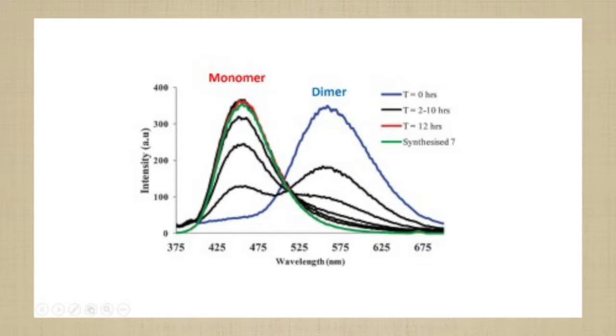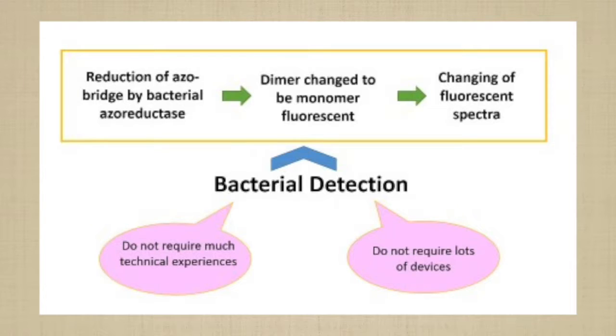They proved the bacterial detection ability of probe 4 by fluorescent spectra observation. As you see in the picture, the blue line is the dimer type emission. After monitoring for 12 hours, it shows the appearance of a monomer band, or red line, at a different wavelength. So it implies the changing of dimer to monomer fluorescence. The change in fluorescence spectra of probe 4 is consistent with reduction of the azo trigger to give the monomer fluorescent probe 7 in its ring flip conformation.